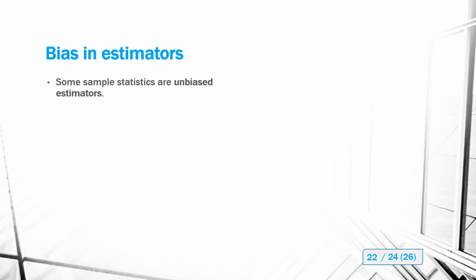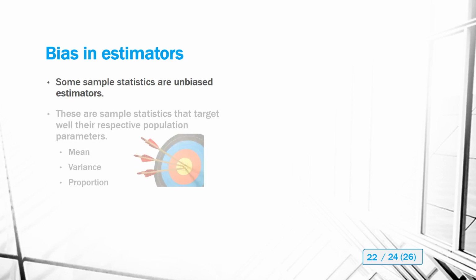So there are some estimators that we see that target their population parameters very well. These are what we would call unbiased estimators. So the mean, the variance, and the proportion are sample statistics that target well their respective population parameters.